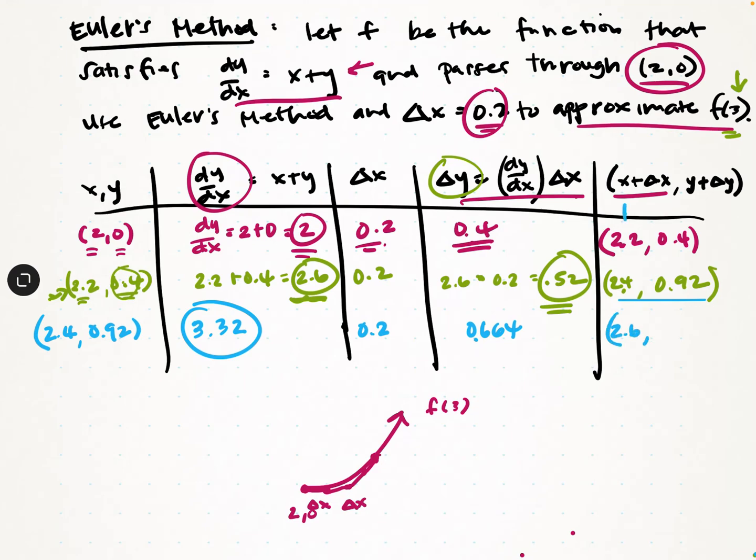Notice that the x is just increasing by 0.2 each time, which is what we expect, right? Because the change in x is 0.2 and it's constant. And then the last part, we're going to do our delta y plus y. So 0.664 plus 0.92 is 1.584.